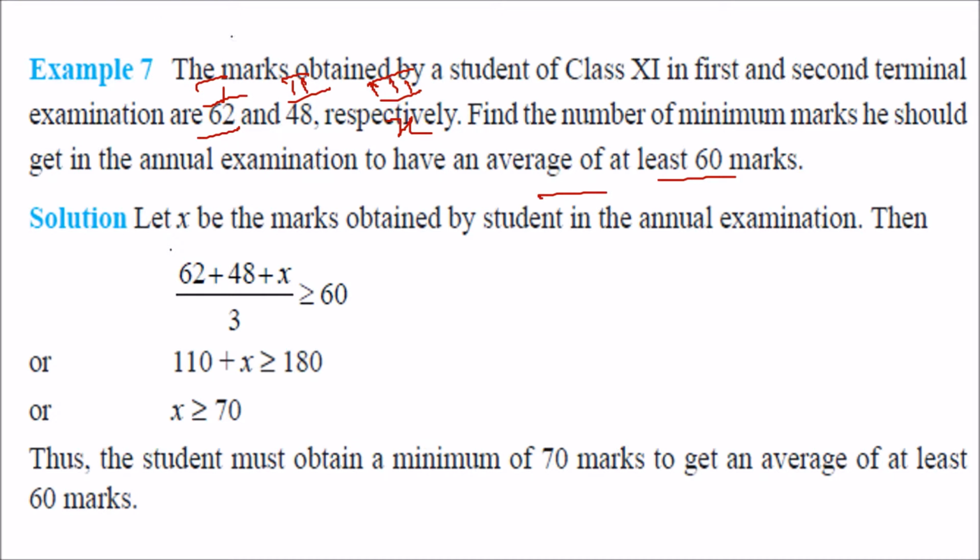So how do we find the average? This plus this plus this, three values, divided by 3. So 62 plus 48 plus x, divided by 3, needs to be greater than or equal to 60, because he should get at least 60 as an average. So this is the inequality, greater than or equal to 60.